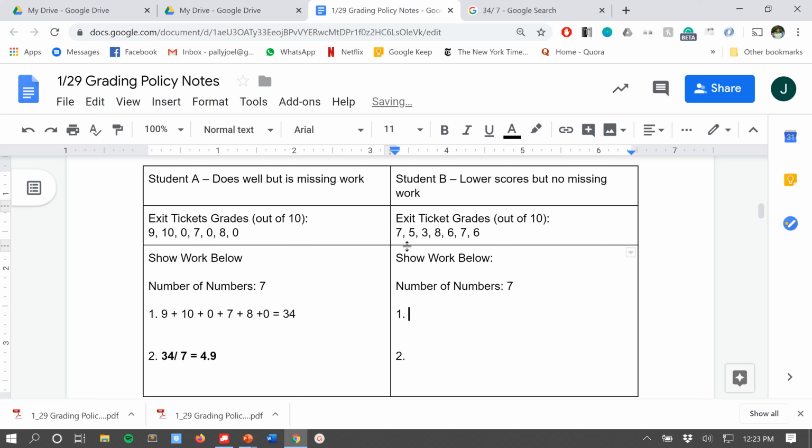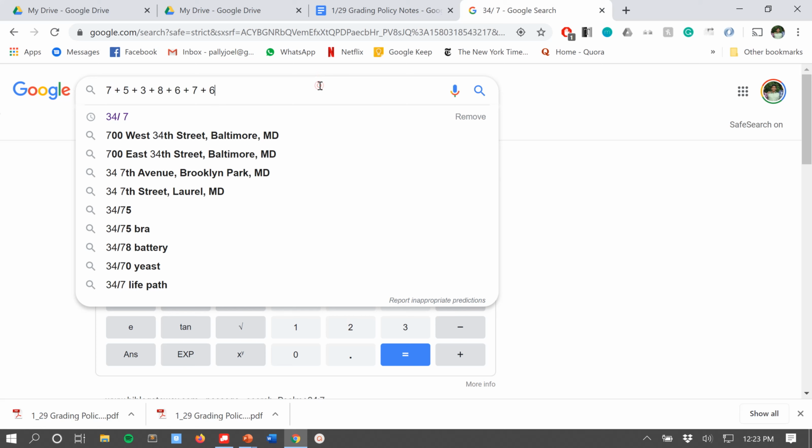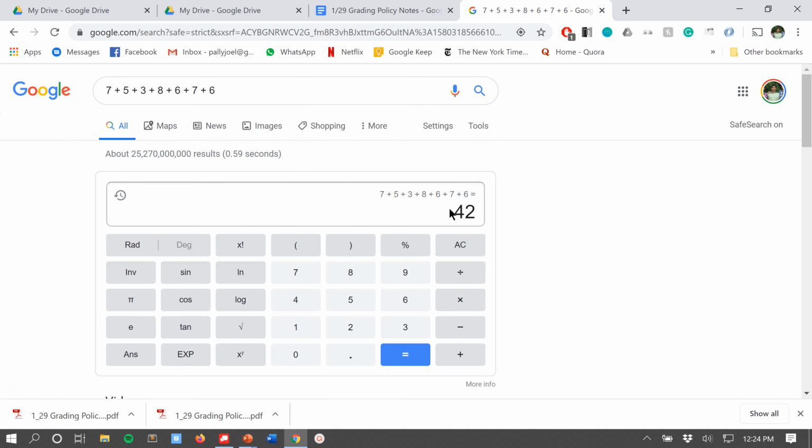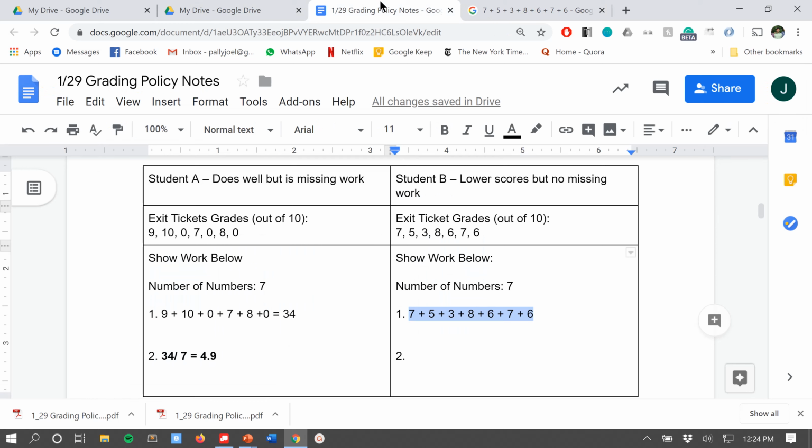We're going to now add them up. So we got, let's see if I can do it right this time. We got 7 plus 5 plus 3 plus 8 plus 6 plus 7 plus 6. Okay, I feel pretty good about that. Now we got to add them up. Either do it on your calculator or you can do it out by hand. It's up to you. So all those numbers add up to 42.